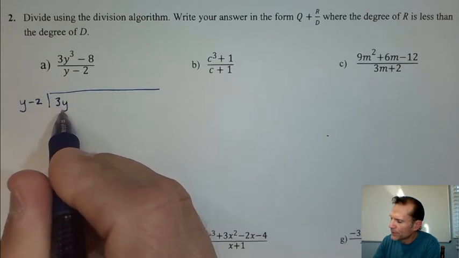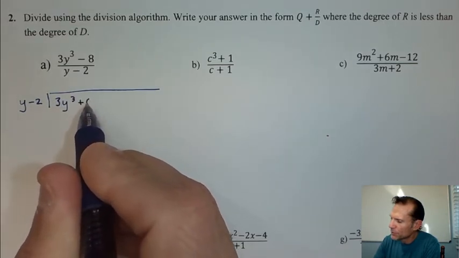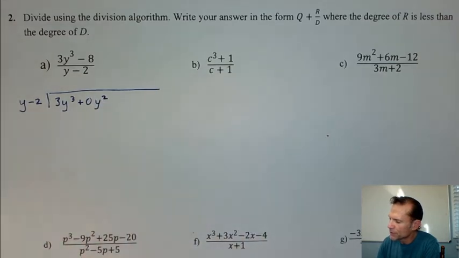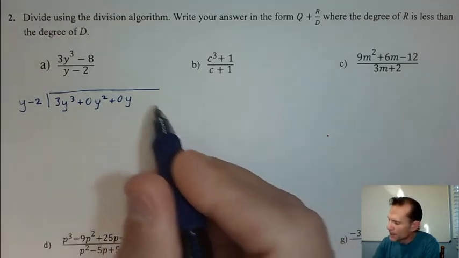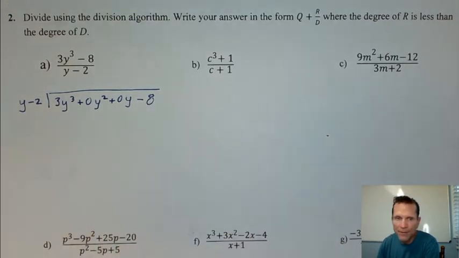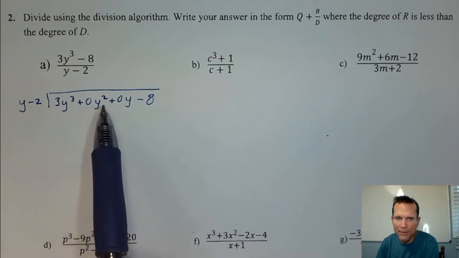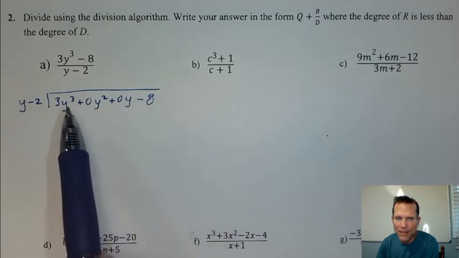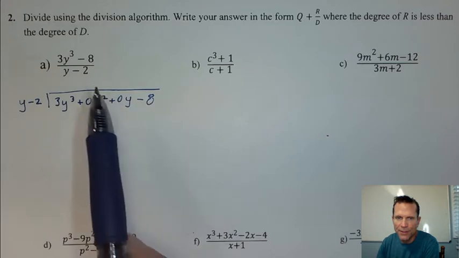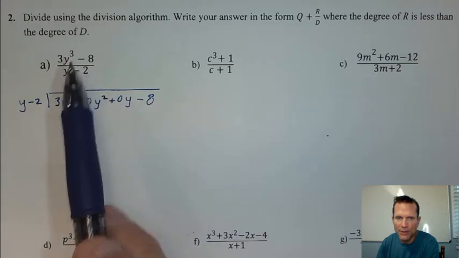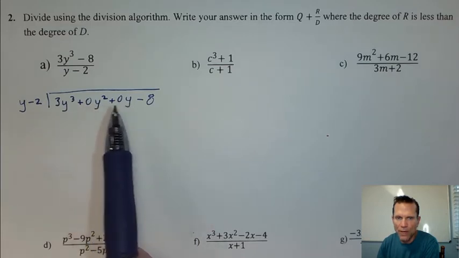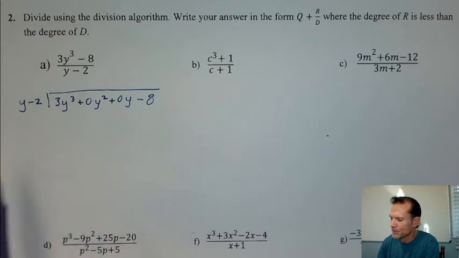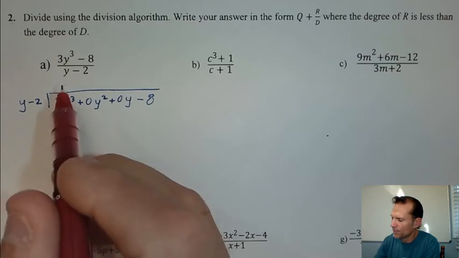3y to the third, and I'm going to put some placeholders in here and talk about it in just a second. Plus 0y squared plus 0y minus 8. So I want to have every power represented in my polynomial, and I want to have it in descending order here. Since I start with a y to the third, I have to put some placeholders in here of 0y squared and 0y.